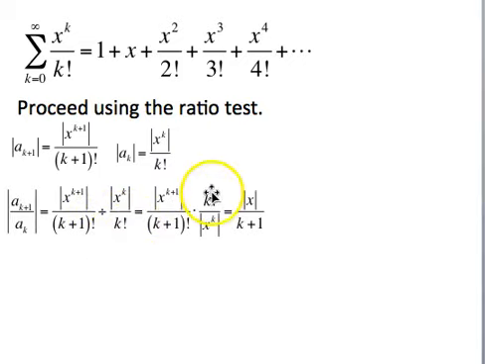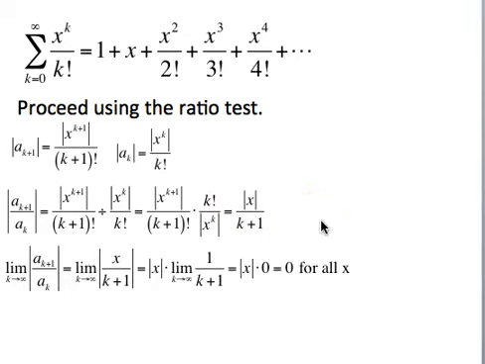Inverting and multiplying times k factorial over absolute x to the k. Well, k factorial divided by k plus 1 factorial results in a k plus 1 downstairs. Absolute x to the k plus 1 over absolute x to the k leaves us one more absolute x upstairs. That is our result. Now, what is the limit as k goes to infinity of absolute a sub k plus 1 over absolute a sub k? Limit as k goes to infinity of absolute x over k plus 1. Fine. We can pull the absolute x out in front, times the limit as k goes to infinity of 1 over k plus 1, which is absolute x times 0, which equals 0 for all x.